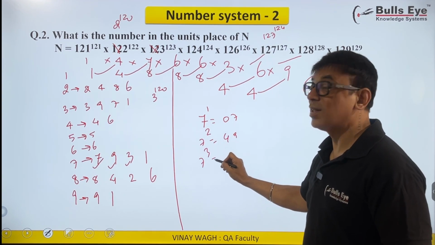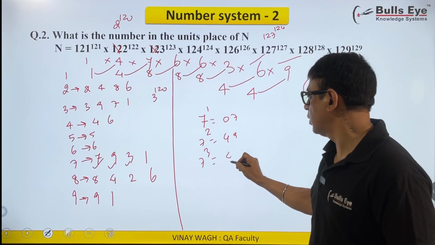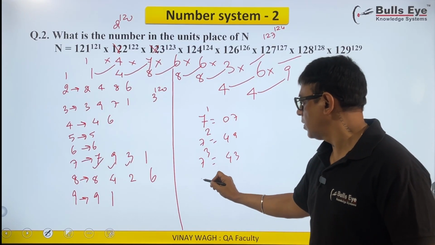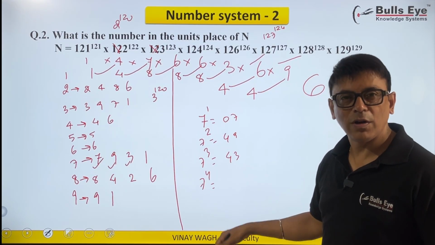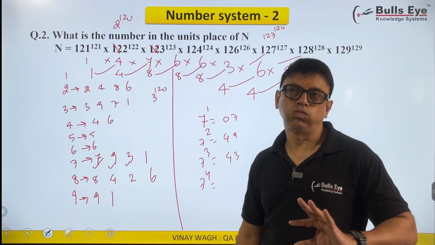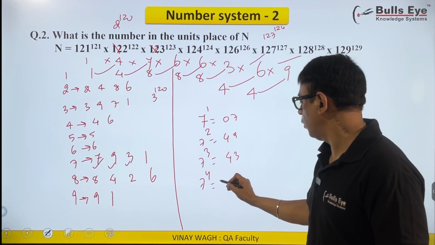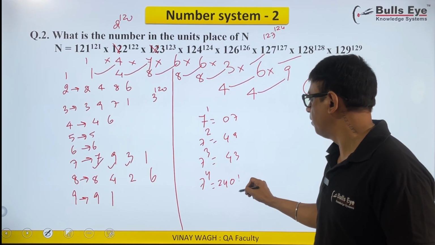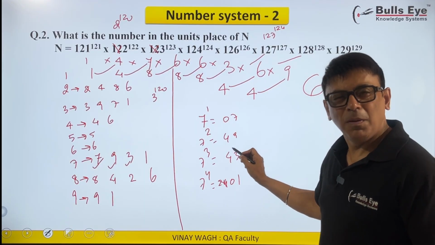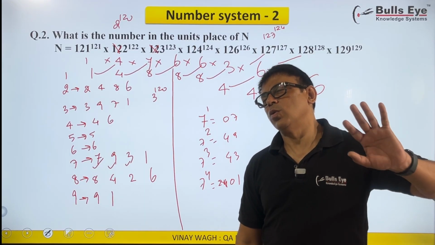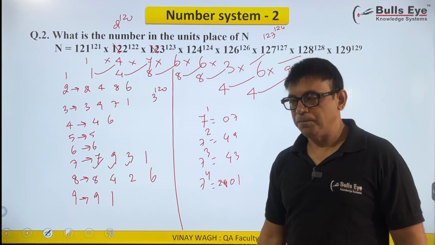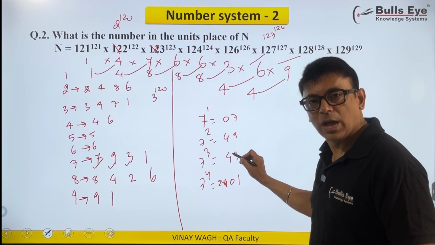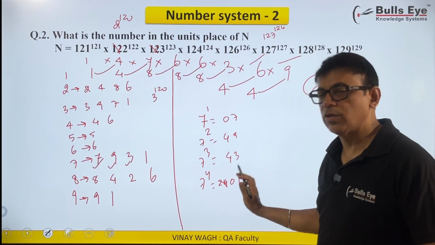7 raised to 3, 7 cubed, is 343. So the last 2 digits are 43. 7 raised to 4 is the square of 49. So half of 48 is 24, so 2, 4 and 0, 1. You can simply multiply by 7. You don't need to know those Vedic maths tricks. 7 threes are 21, 2 carry, 7 fours are 28 plus 2 is 30, so 0, 1.